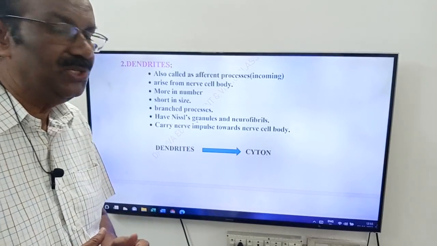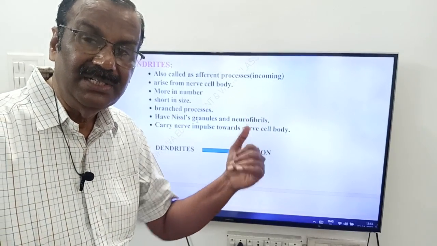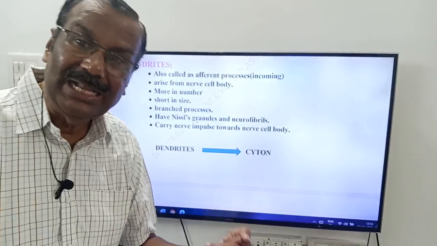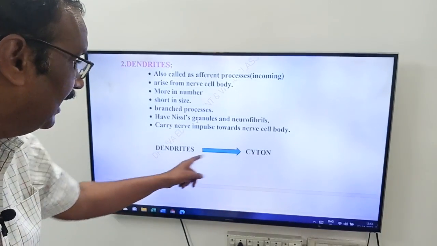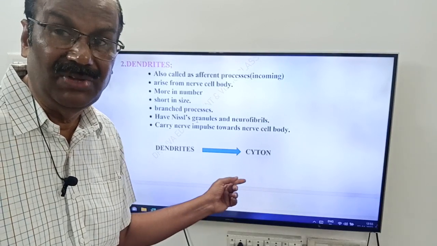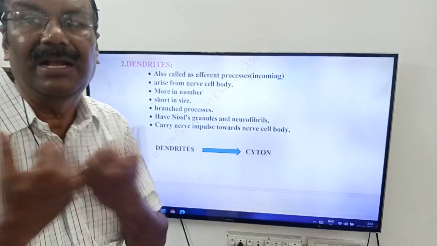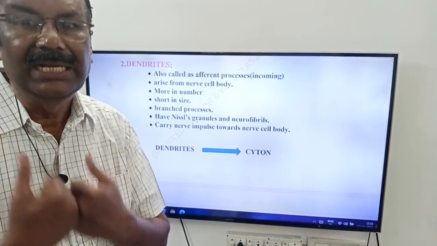They carry nerve impulse towards the nerve cell body. They carry nerve impulse from another neuron to the nerve cell body. See, friends, dendrites to cyton. Nerve cell body is also called as cyton, friends. Because of it we are calling it afferent process or incoming process. They are carrying impulse to the nerve cell.